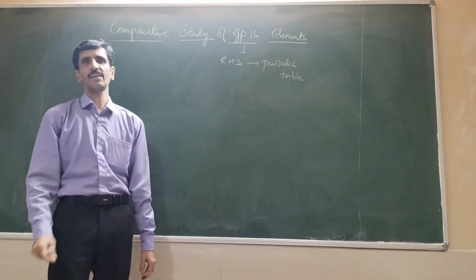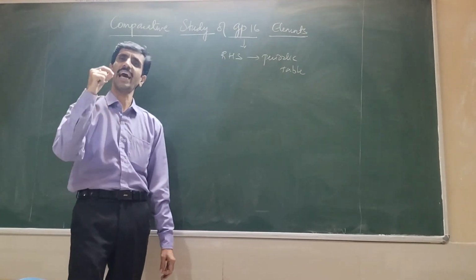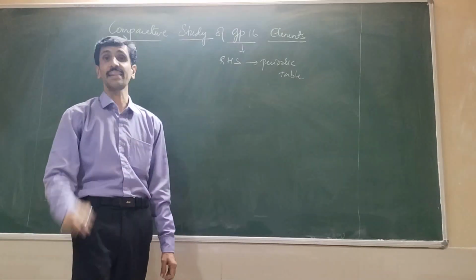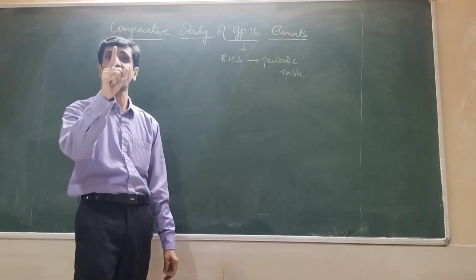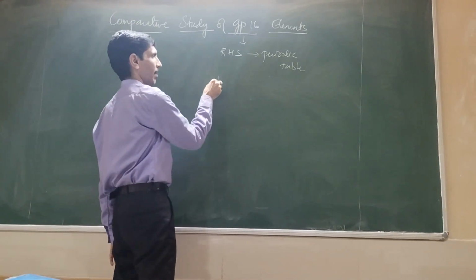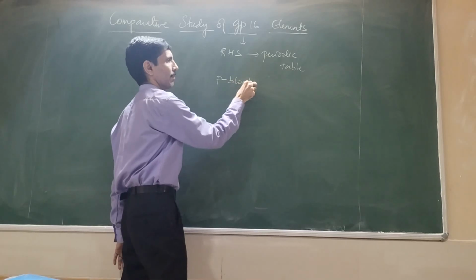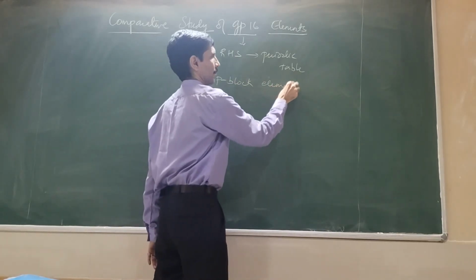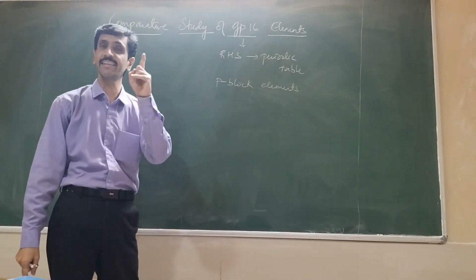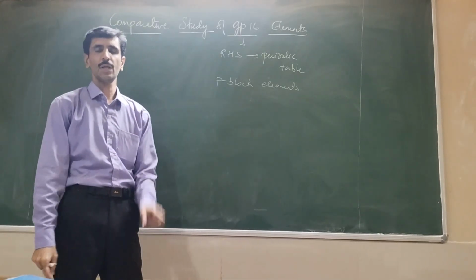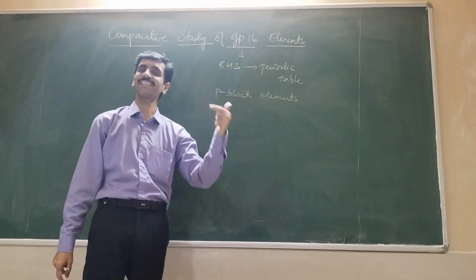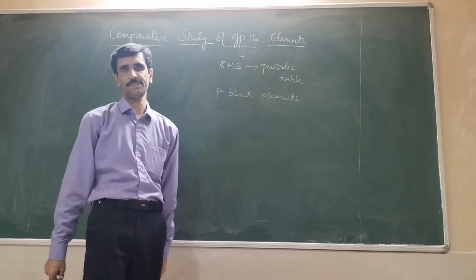Next point is, in these elements, the last electron enters into the p orbital, and therefore these elements are also called as p block elements. So that is point number 2. That is p block elements. Alright. So point number 1, they occupy the right hand side of the periodic table. Point number 2 is that they are p block elements because the last electron enters into the p orbital.